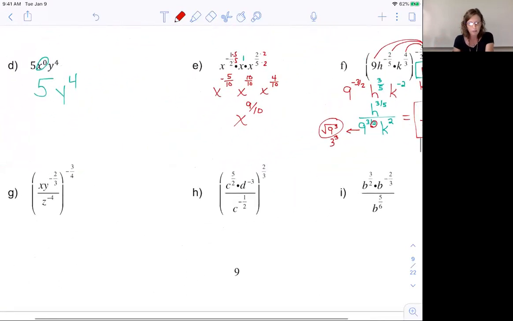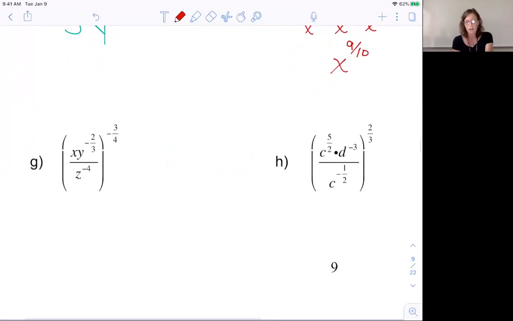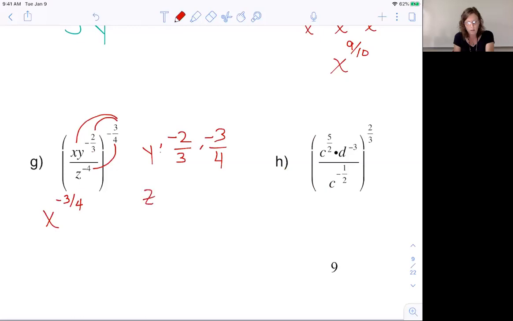If we look, there are 3 more problems down here. And just like we did letter F, we can distribute first. Make sure you're distributing to all of those parts. And remember, you're multiplying those exponents together. So if you need to have a little scratch work for the y, we're taking -2/3 times -3/4. For the z, we have -4 times -3/4.